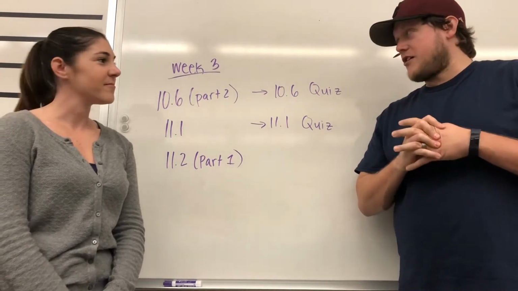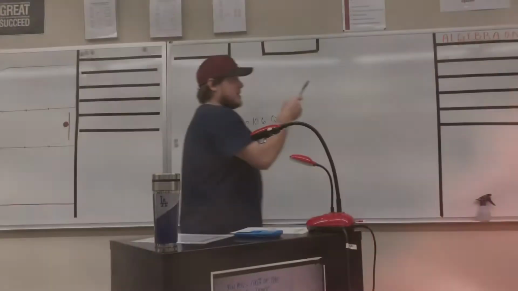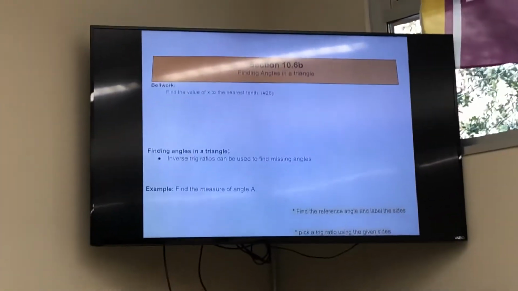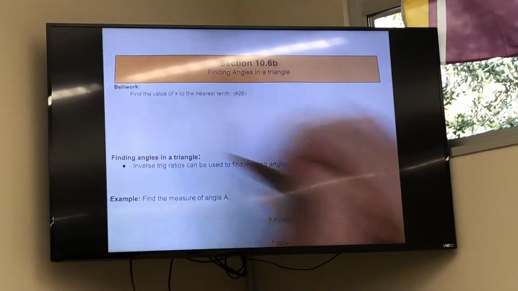We're going to go ahead and start the lesson for 10.6 part 2, finding angles in a triangle. Our first Bellwork problem, just to make sure you got it down, is part 1.